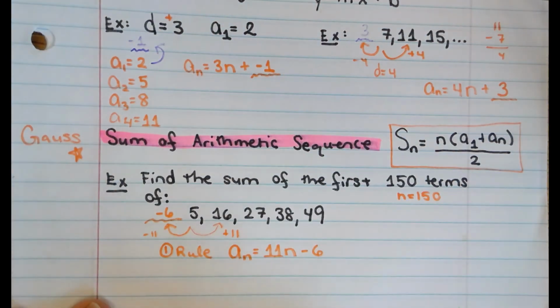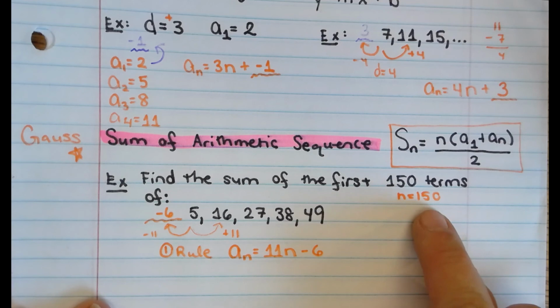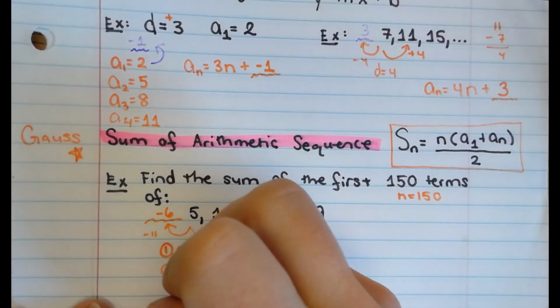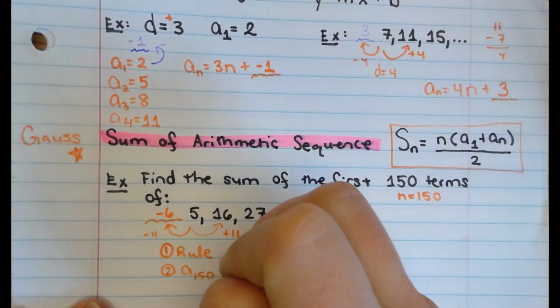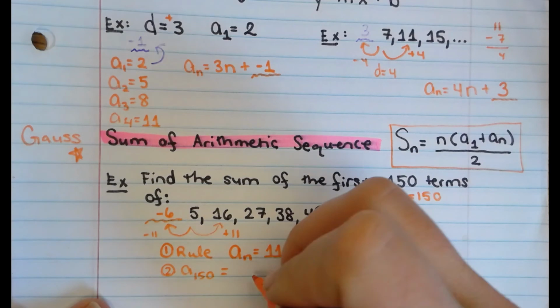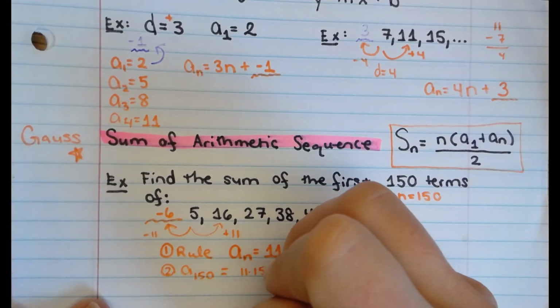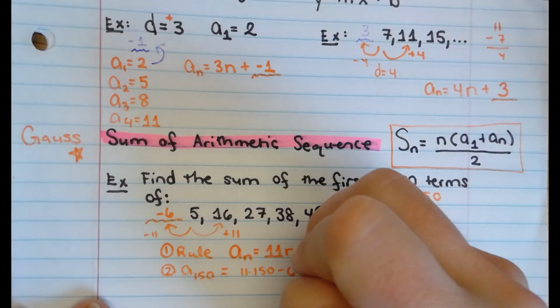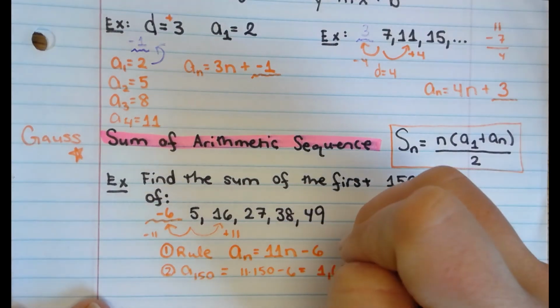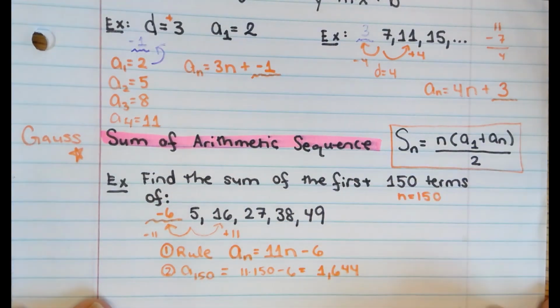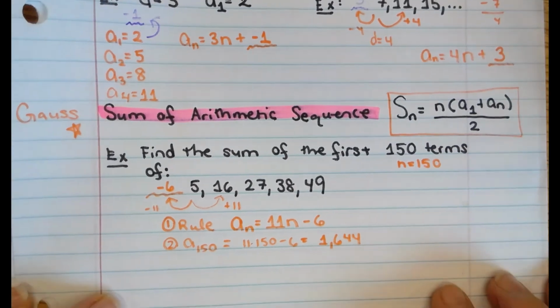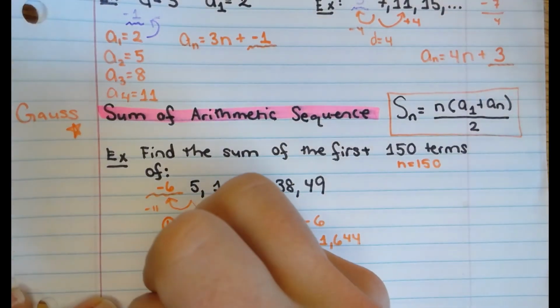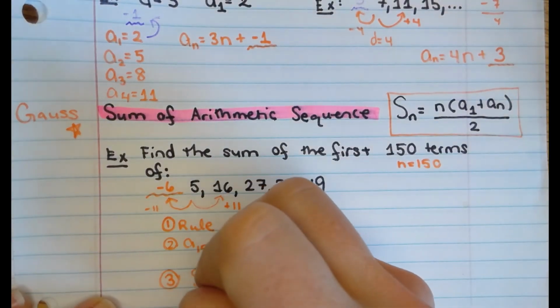Okay, secondly, I would like the first 150 terms, so I better figure out what A of 150 is. So we're going to plug in 150. And we get out, whoa, 1,644. Getting large here.